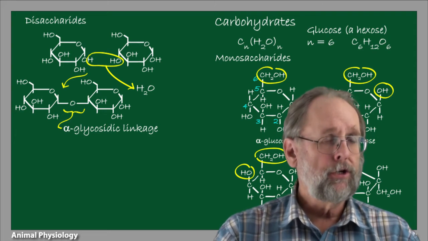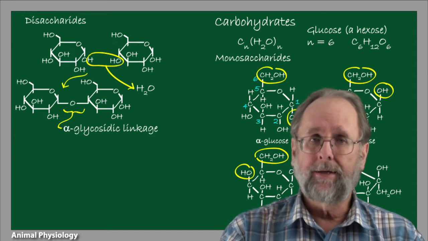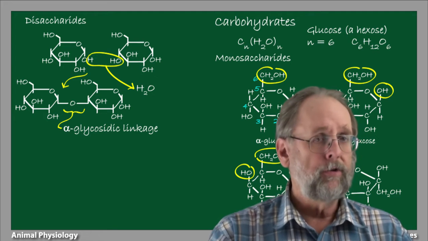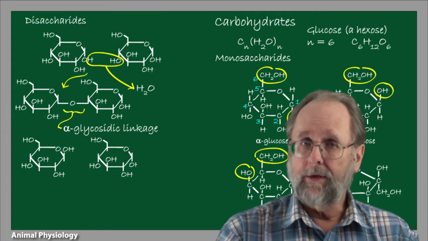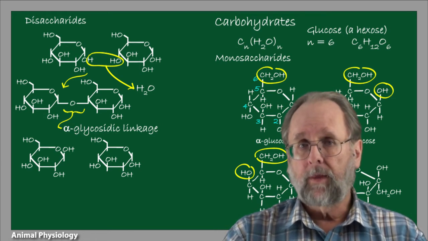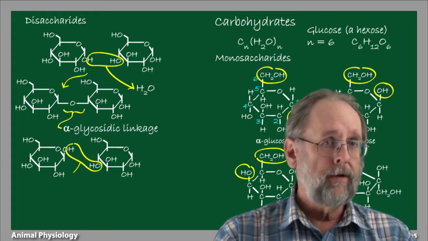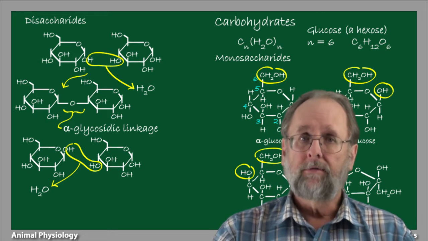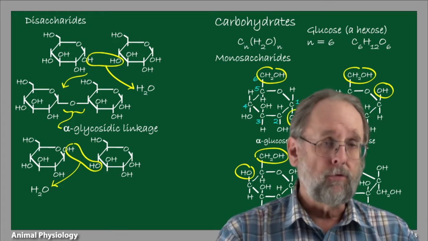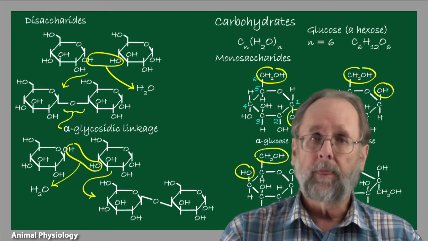Dehydration reactions can occur between any of the hydroxyl and hydrogen groups on different monosaccharides. So, for example, we can combine a beta-glucose on the left with an alpha-glucose on the right. The dehydration takes away a hydrogen and a hydroxyl group from the 1 and 4 carbons of the respective glucose molecules, forming a glycosidic linkage.